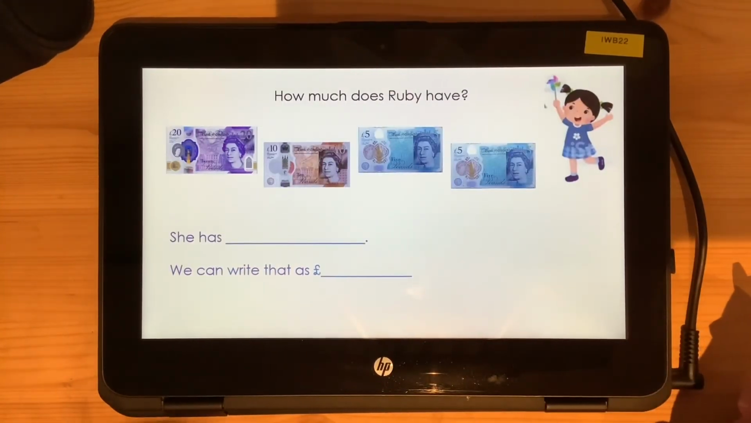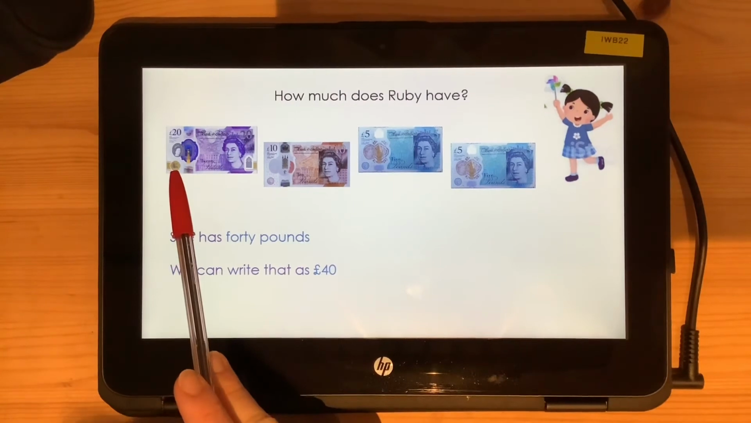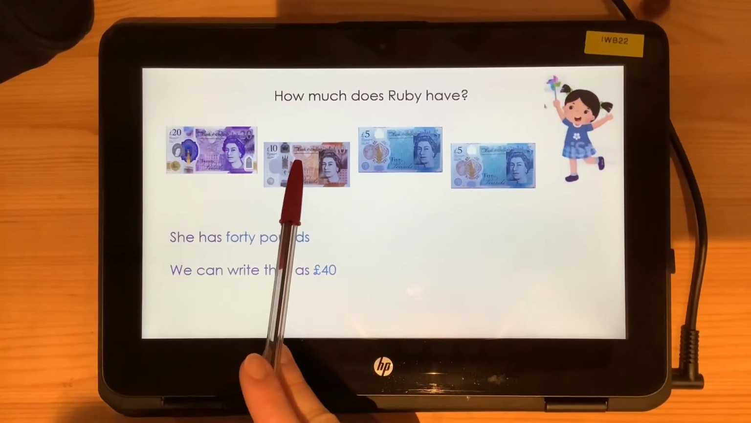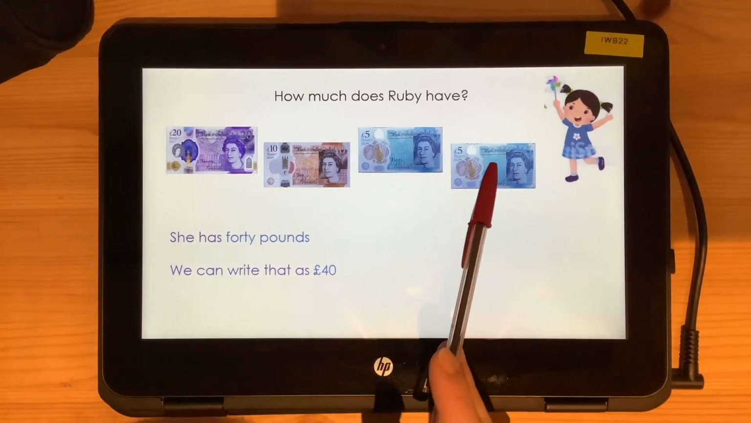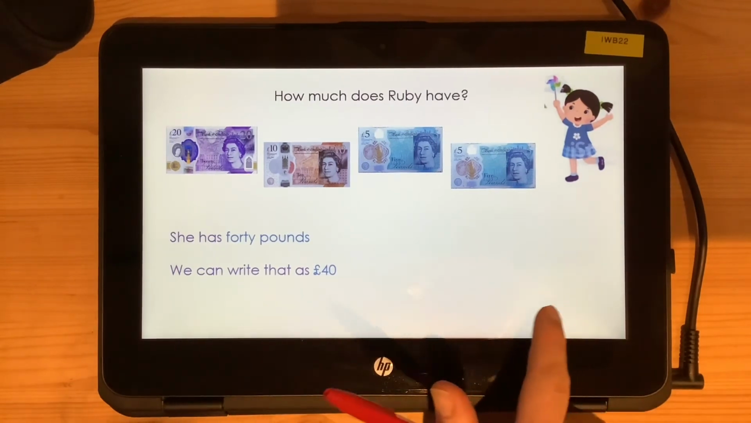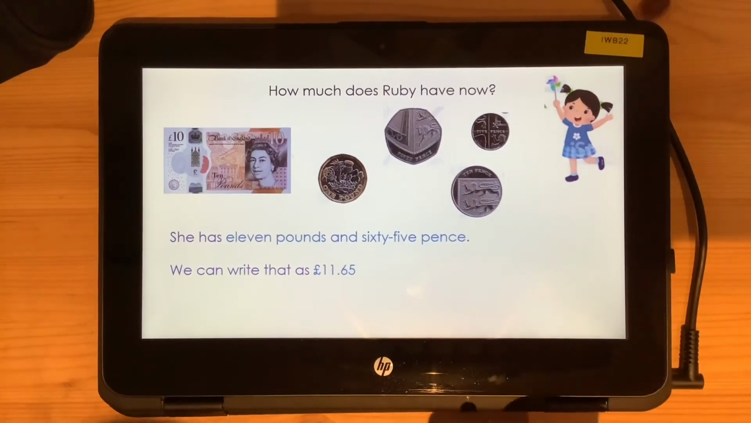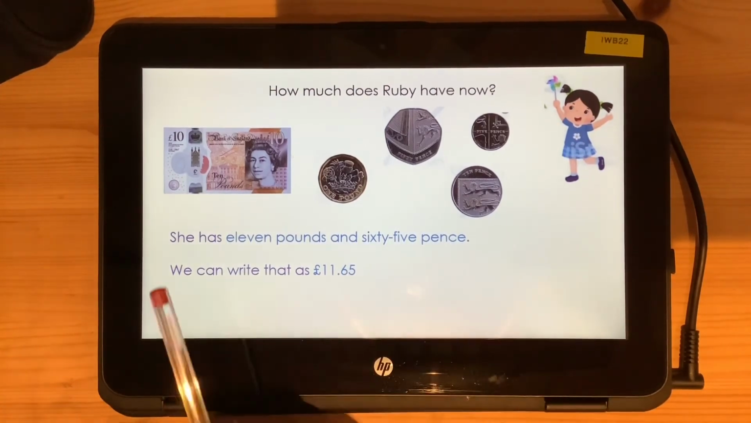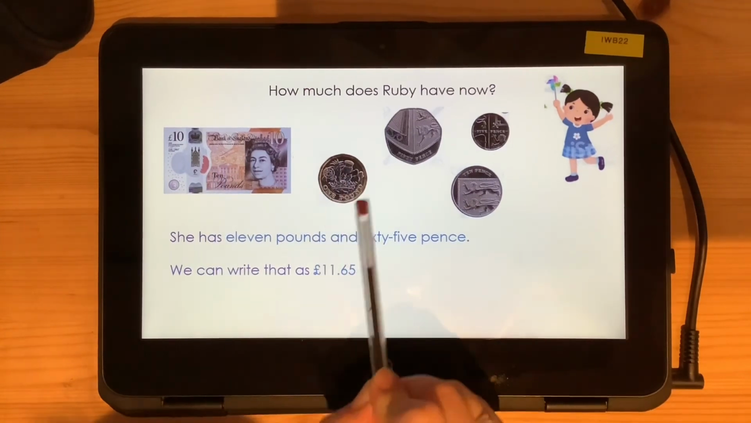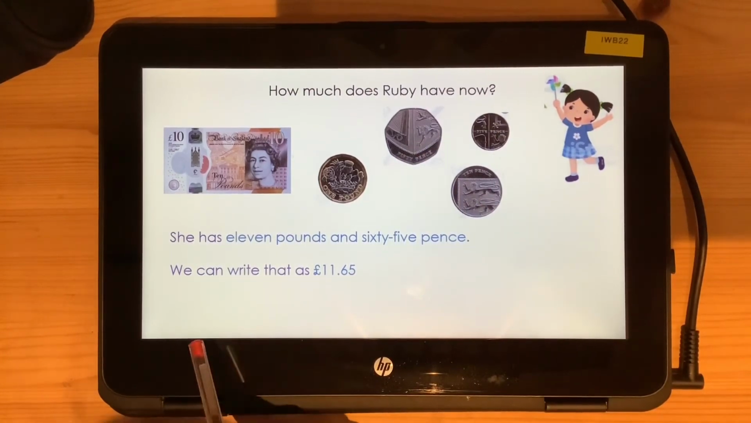How much does Ruby have? So Ruby has got 20, 30, 35, 40. Ruby has £40 and she can write that as £40. How much does Ruby have now? Ruby has £11 and 65 pence. We know this because she has 10, £11 because that's a £1 coin there, so that makes 11 whole pounds, and 50, 65 pence. We can write that as £11.65.